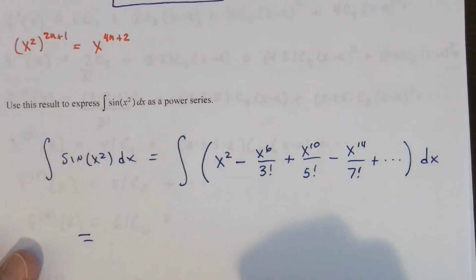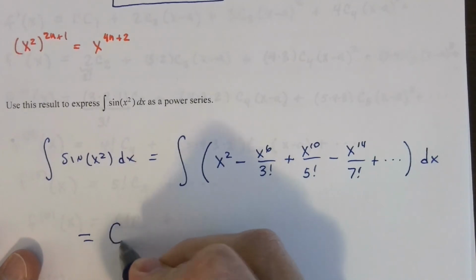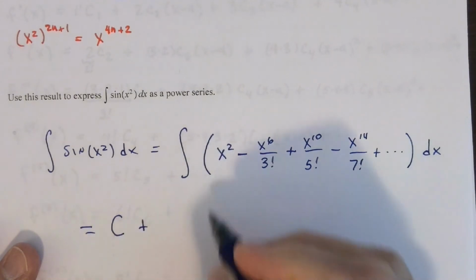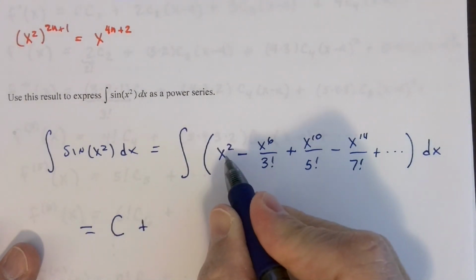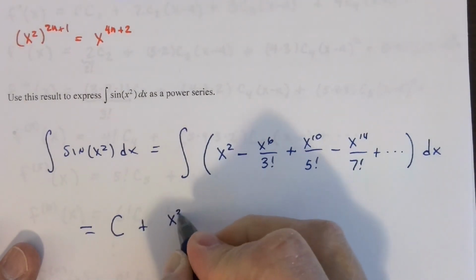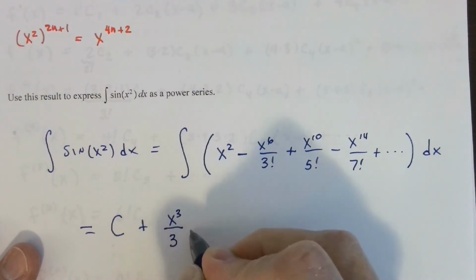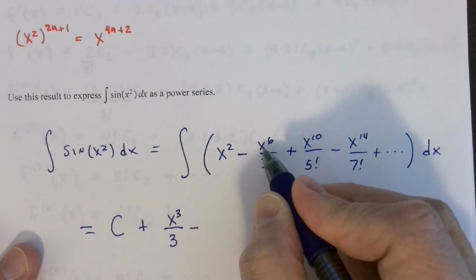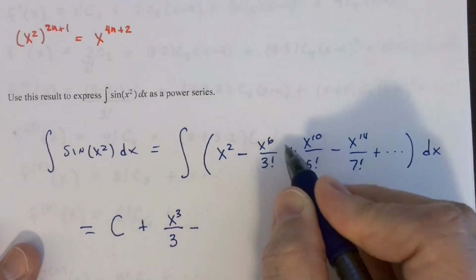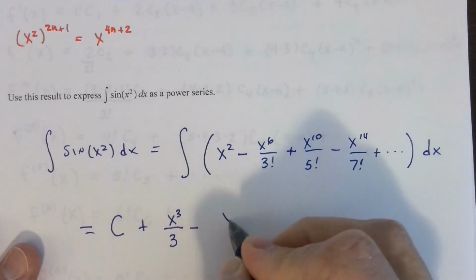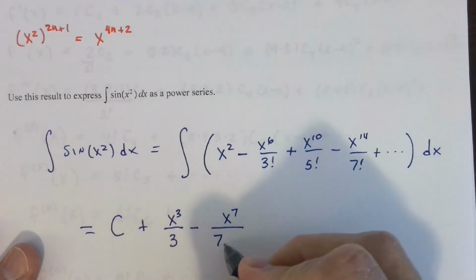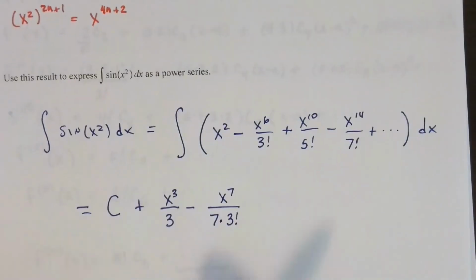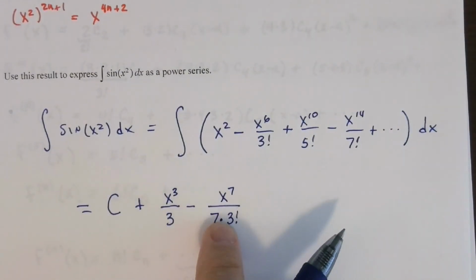And so what's the antiderivative? Well, let's throw in our constant of integration at the beginning. And then we integrate term by term. What's the antiderivative of x squared? x cubed over 3. What's the antiderivative of x to the 6th? Okay, so 1 over 3 factorial. Antiderivative of x to the 6th is 1/7 x to the 7th, so over 7 times 3 factorial. So it's not 7 factorial, it's just x to the 7th over 7.